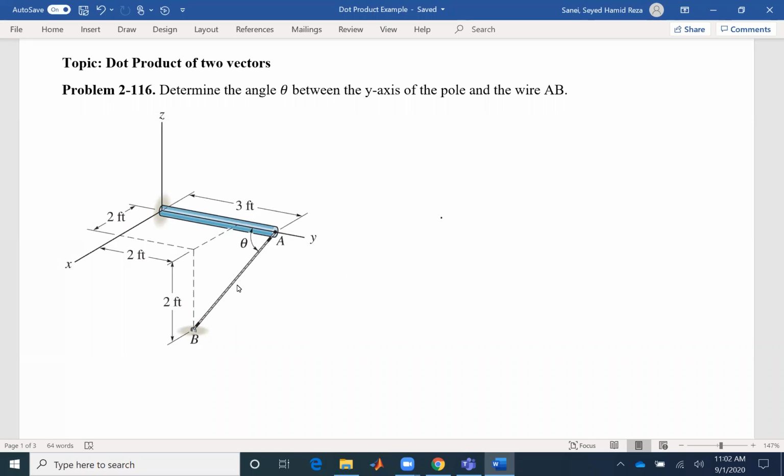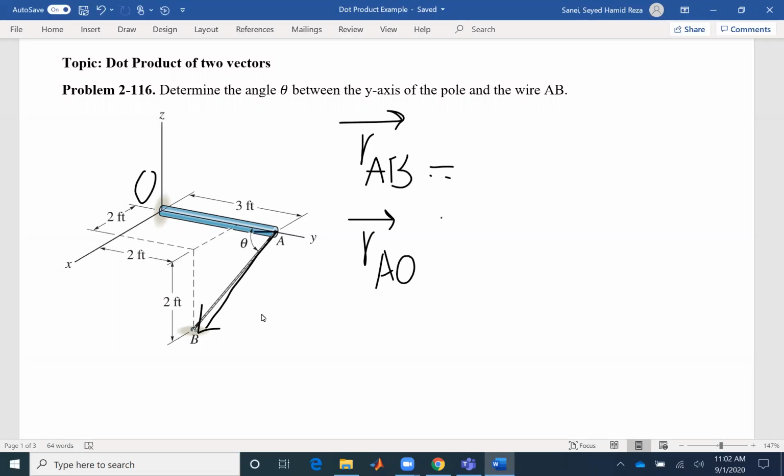So our vectors could be the position vectors because we have the dimensions here. My first task would be to find the position vector RAB, and the position vector RAO, if I call the origin O. So this vector, and also this vector, RAB and RAO. So RAB would be 2i if you're going towards positive x, negative j, and negative 2k.